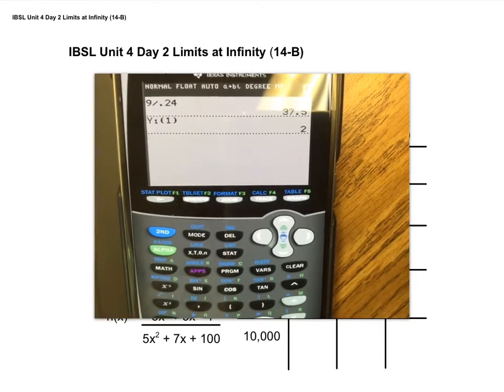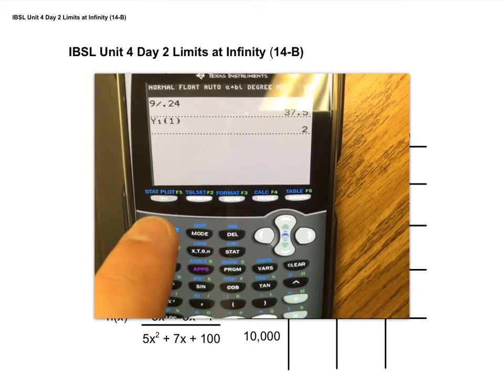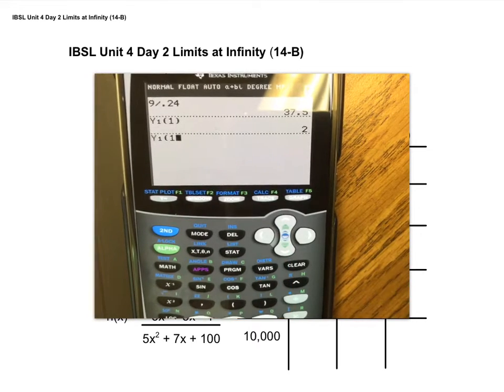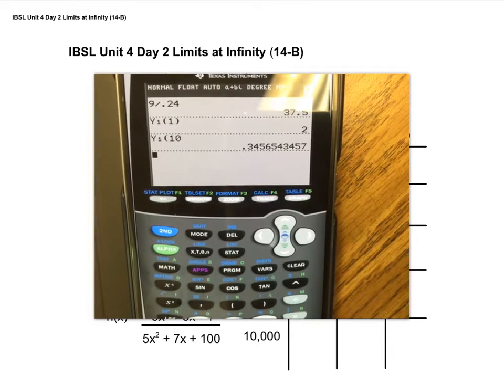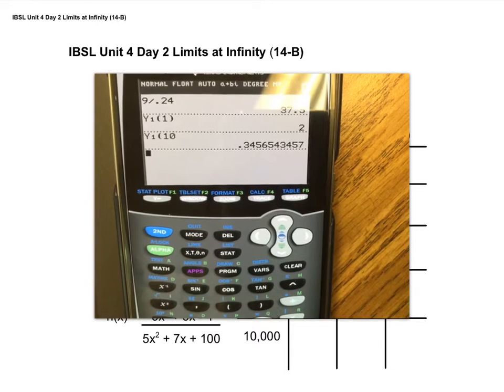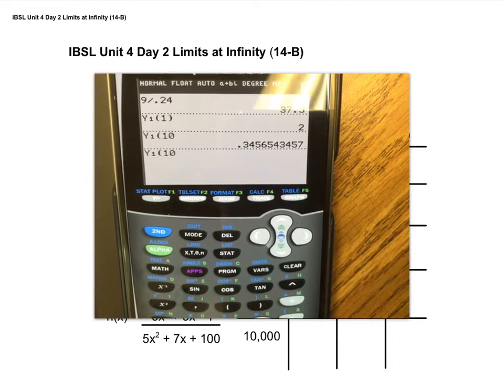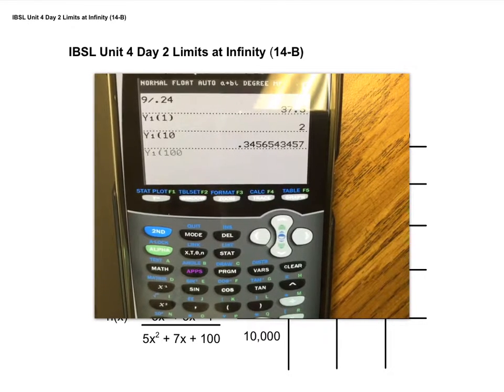Oh, okay. So now, remember above the enter is that entry button. Okay, if I hit second entry, I can change this 1 now to a 10. Okay, and I have 0.34565 and so on. If I hit second entry again, I can change that 10 to 100.